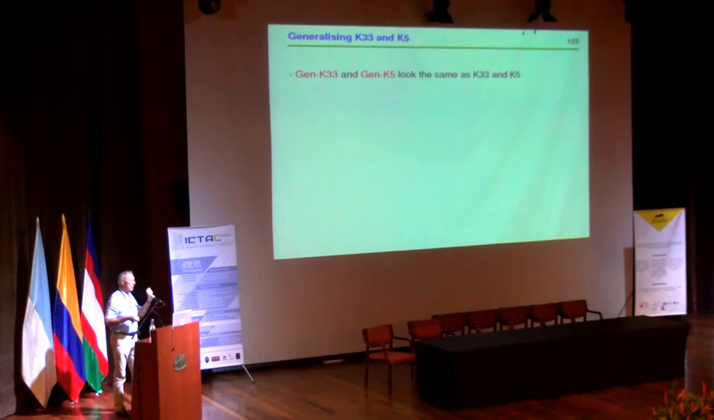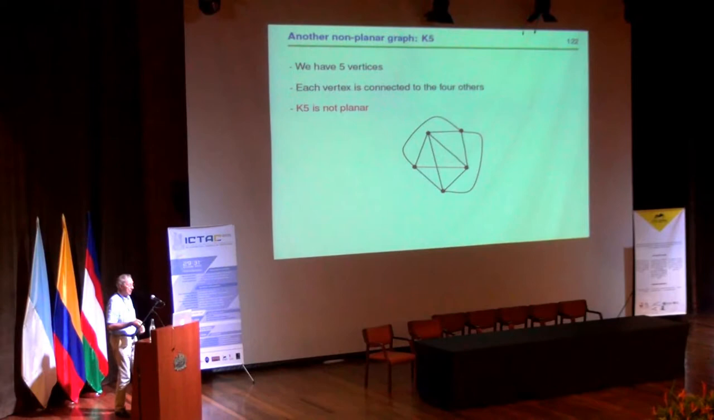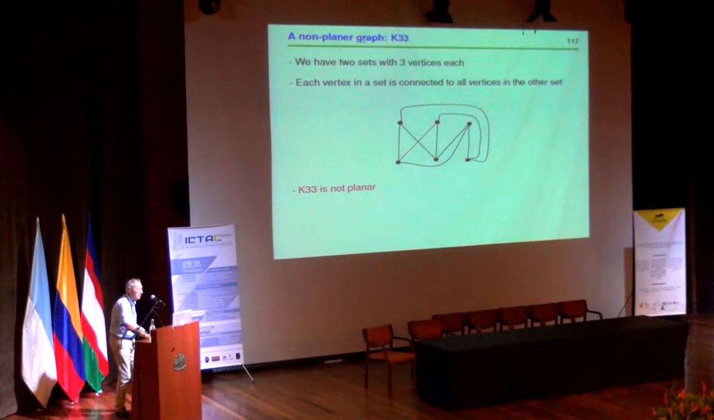Case list gen D and gen K5 look the same as case list D and K5. The only difference between the two is that the links between vertices can be made of some chains instead of just edges. So here in this case, or in this case, these are clearly edges connecting these things here.